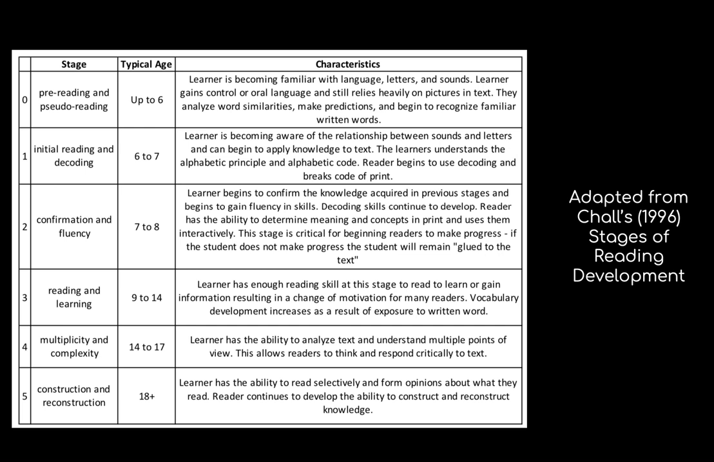Stage 3, the reading and learning stage, is when the learner has enough reading skill to gain new information, often resulting in a change of motivation for many readers. Vocabulary development increases as a result of exposure to written word. Stage 4, the multiplicity and complexity stage, is when the learner has the ability to analyze text and understand multiple points of view. This allows readers to think and respond critically to text.